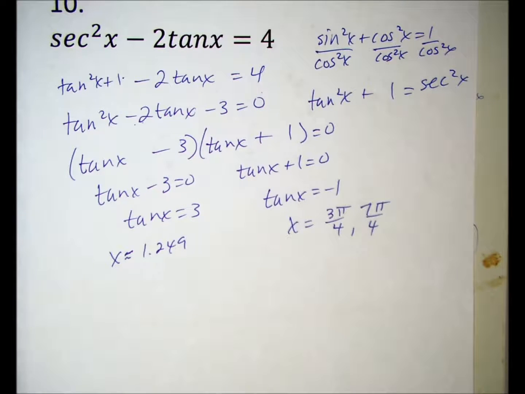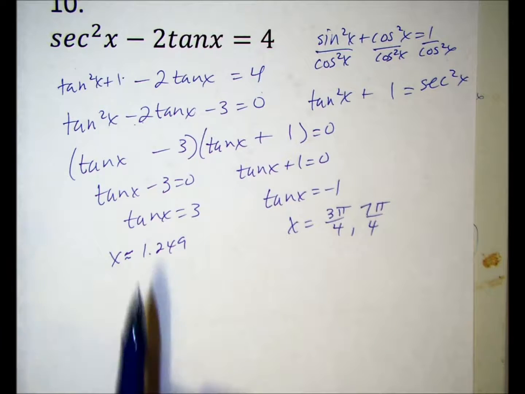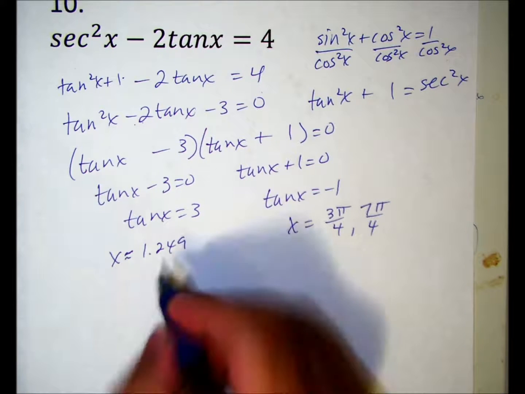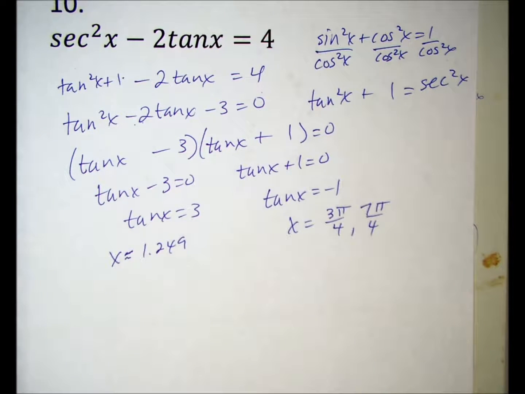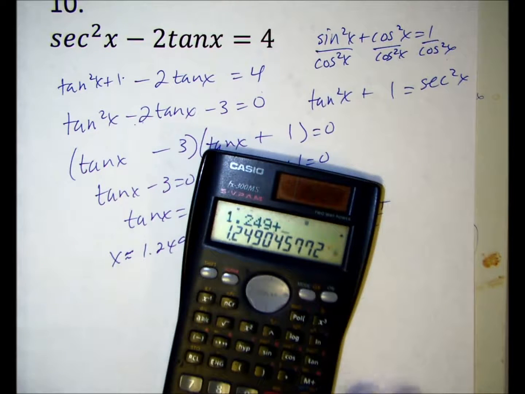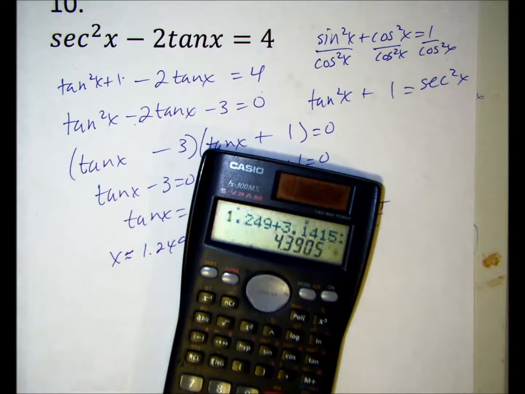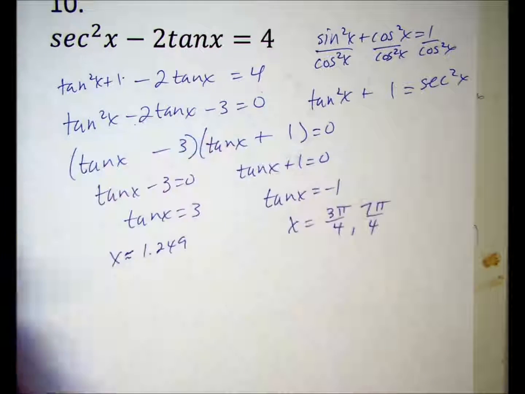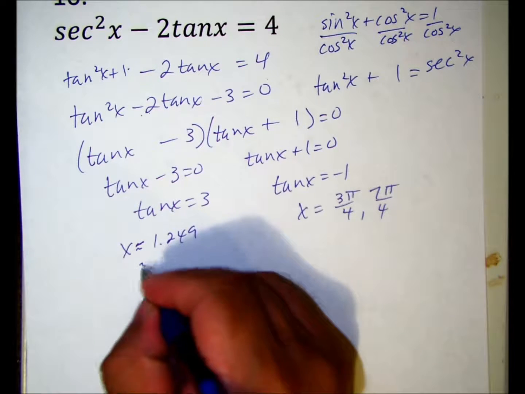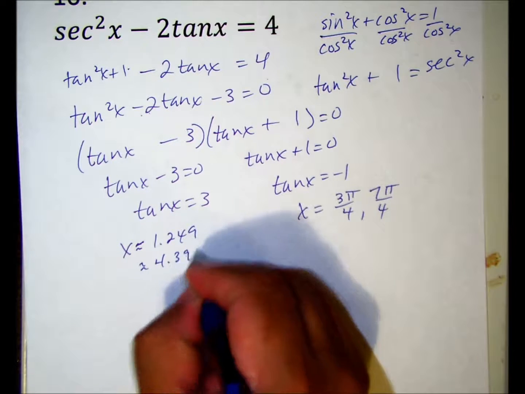So that means there's a third quadrant answer. So we're going to add pi to that. We're just going to use the 1.249 and add pi to that. Pi is 3.1415, right? That gives us 4.391, or something like that.